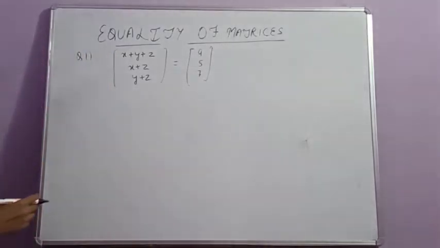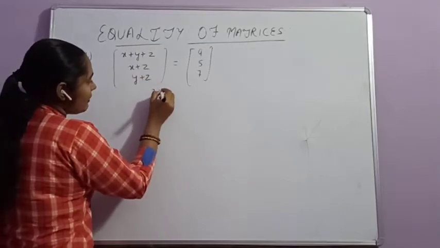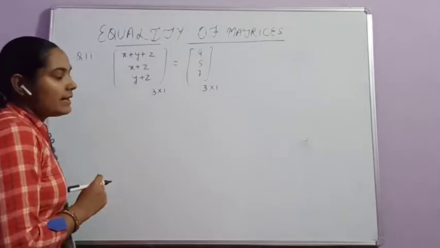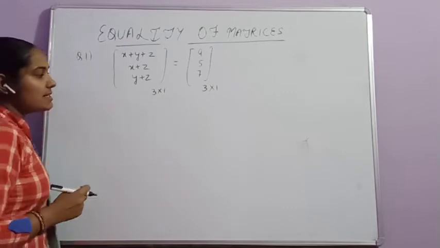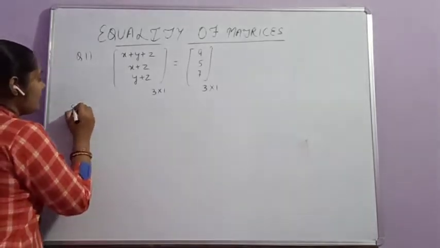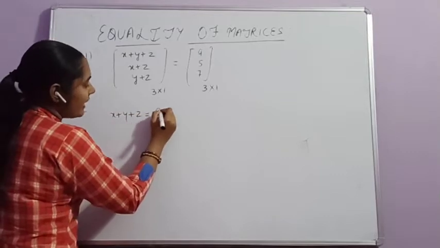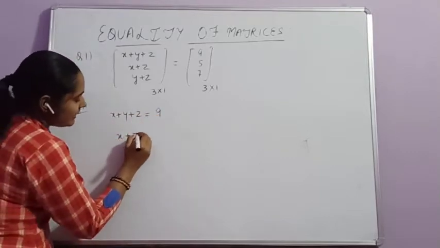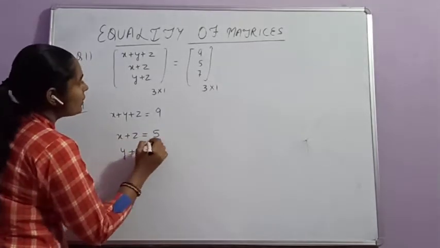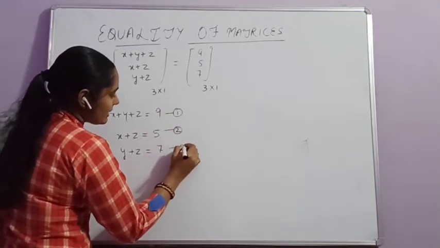Firstly, we can see order of that matrix is number of row is 3 and number of column is 1. Similarly, here number of row is 3 and number of column is 1. That means their order is same, so these matrices are equal. If these matrices are equal, then their corresponding elements must be equal. That means first is x plus y plus z must be equal to 9. Similarly, x plus z must be equal to 5 and y plus z must be equal to 7. That is first equation, second equation, and that is third equation.